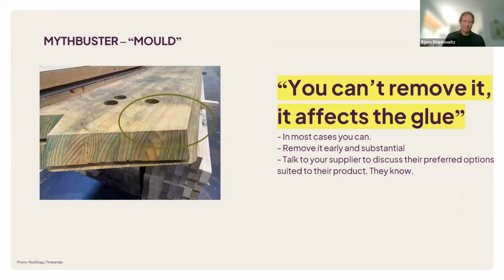Another thing to think about: you can't remove it, it affects the glue and everything. We heard it, and thanks to Redseg and Timberlab for this one. In most cases, you can. It obviously depends on when you remove it. If you remove it early and substantially, it's no problem at all because it doesn't go as far into the fibers in the cellular structure. So talk to your supplier, get some coatings or a maintenance schedule or an installation schedule, and get these things sorted.